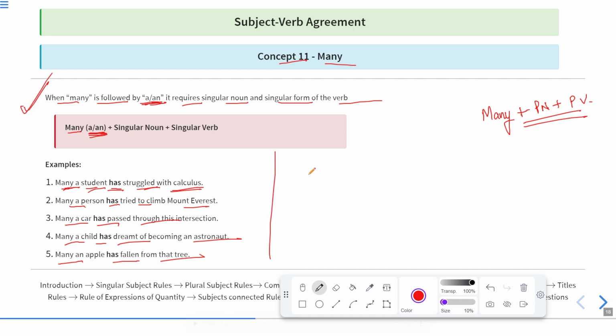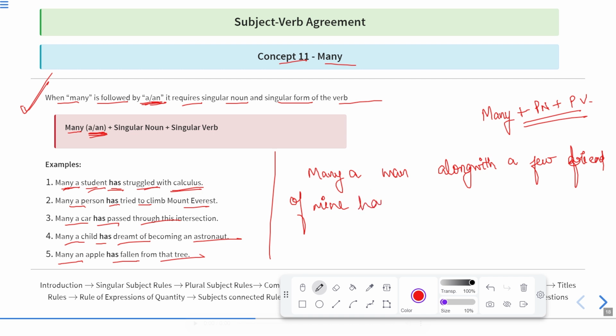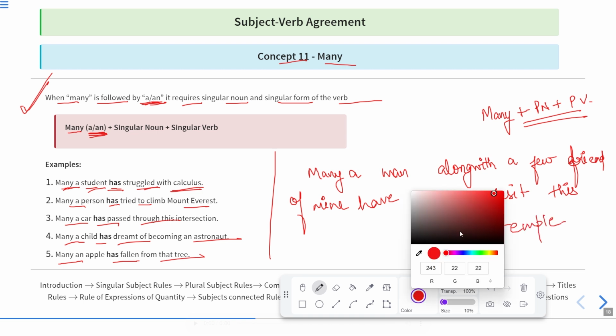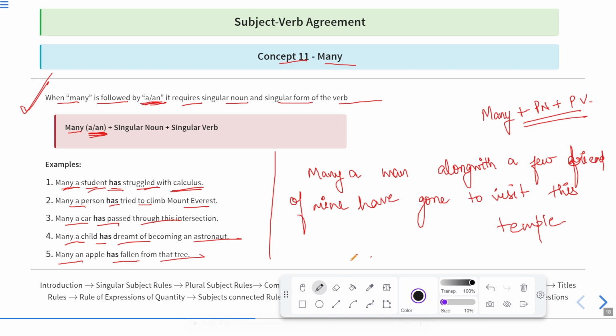Now, if I say, many a man, along with a few friends of mine, have gone to visit this temple. Suppose this is the sentence. Is the sentence correct? Do you think that the sentence is correct? Why so? Just tell me.